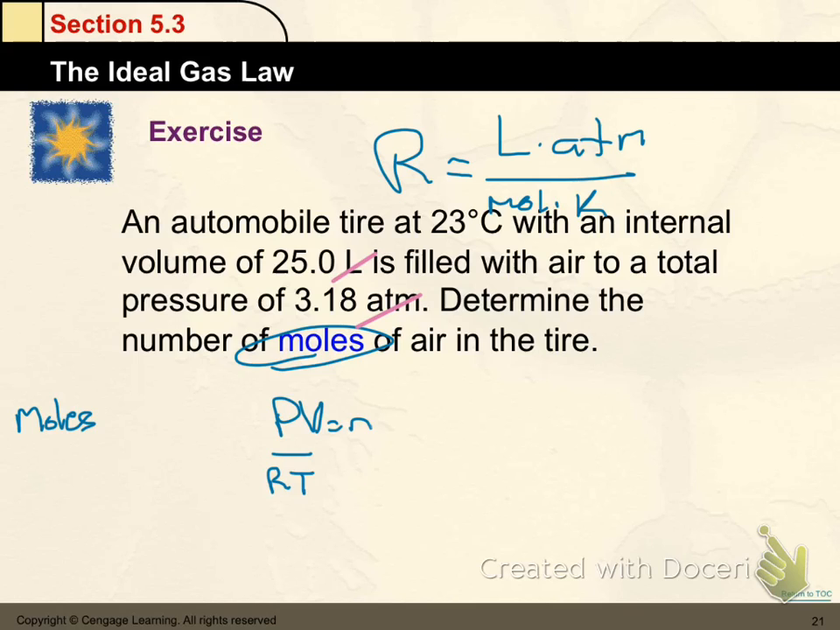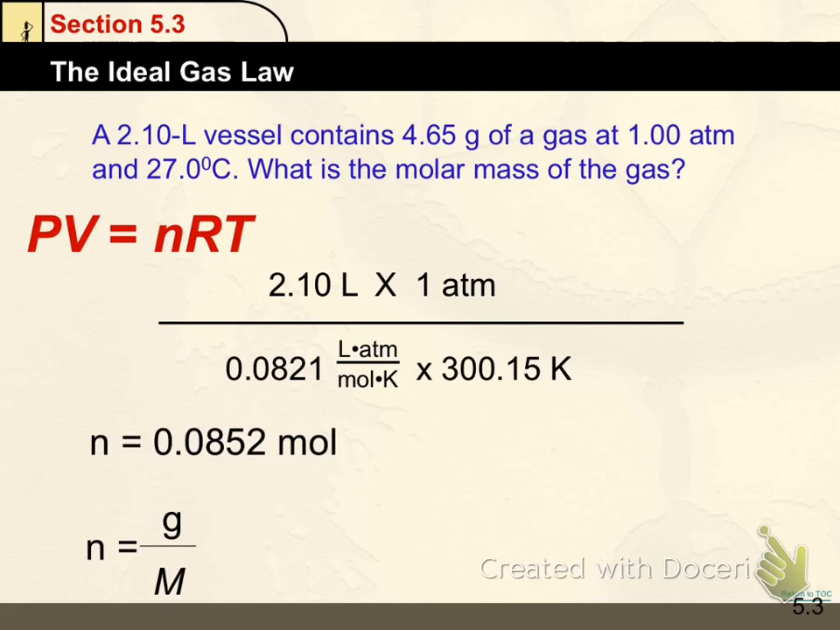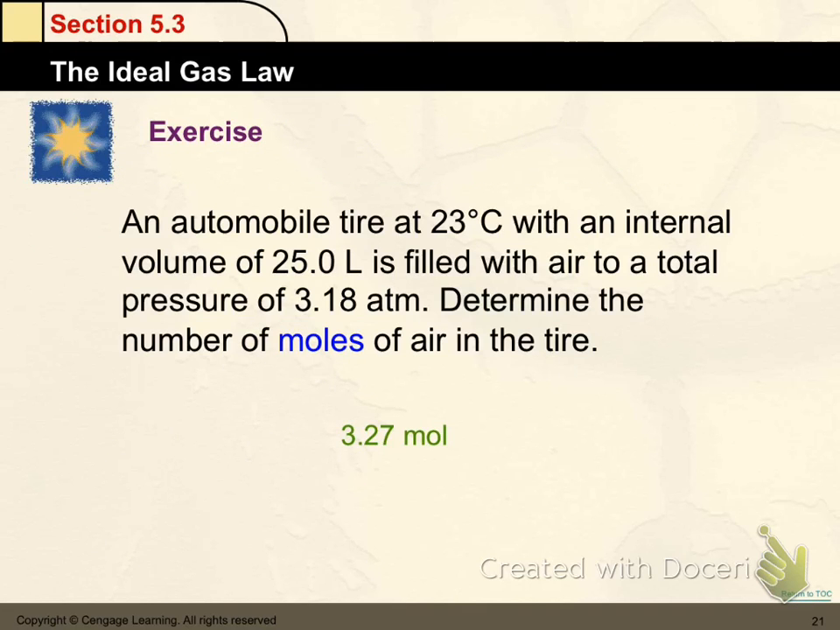Oh, we have an issue right there. So we've got to get 23 degrees Celsius into Kelvin. And that's plus 273, so it's going to be 296 Kelvin, right? All right, so if we plug that all in and we do all of our work, hopefully we can come up with the correct answer, which is 3.27 moles.